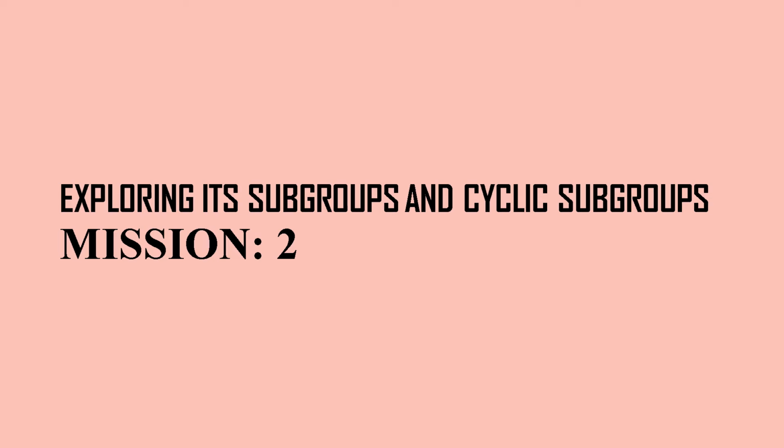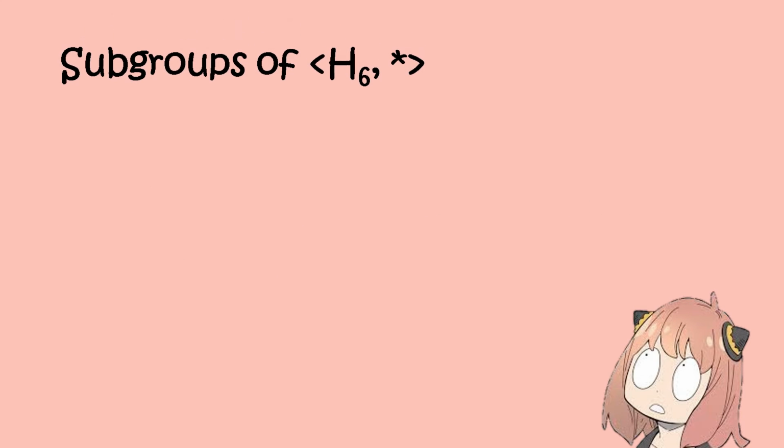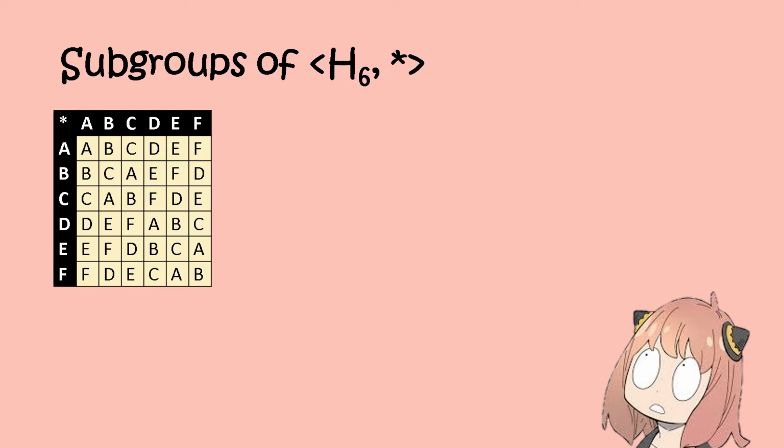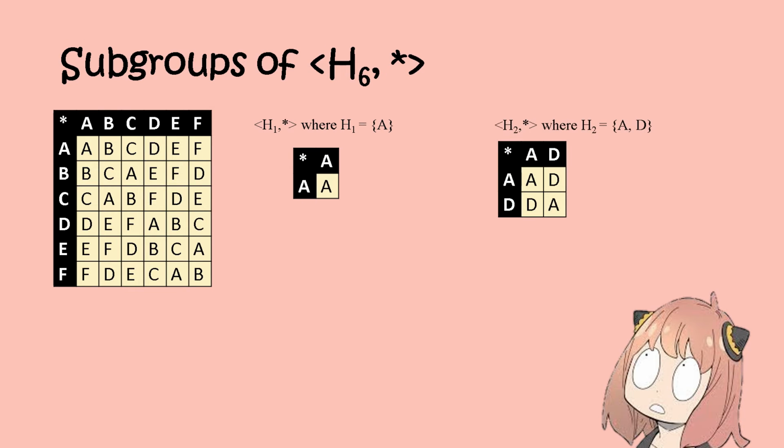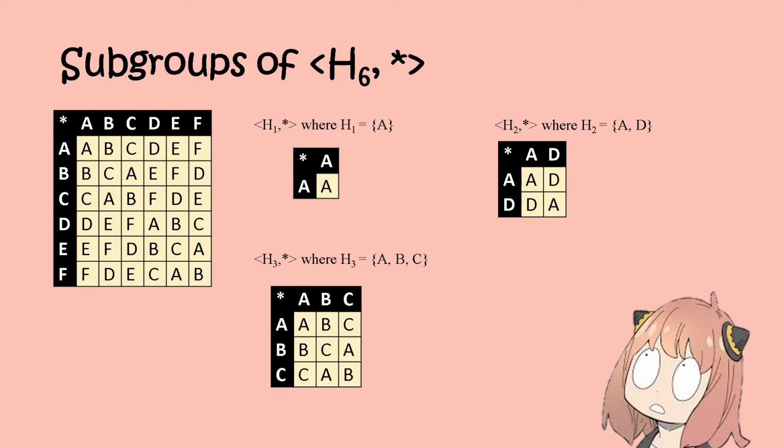Mission 2. Exploring its subgroups and cyclic subgroups. This time we are going to explore the subgroups of H sub 6 under binary operation star. First we have H sub 1 containing the identity element A, which is also called the trivial subgroup. Next we have H sub 2, which contains the elements A and D, a proper subgroup. And lastly, we have H sub 3 containing 3 elements A, B, and C, also a proper subgroup.